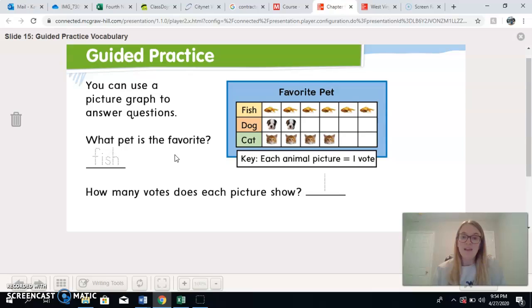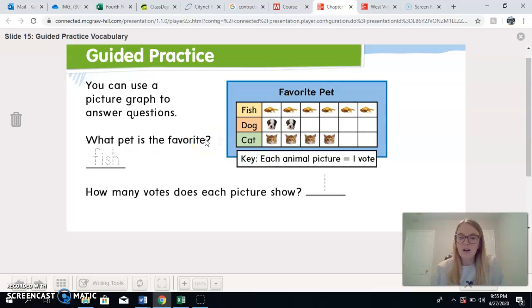So that would be the pet that is liked the most by, when we don't know who took this survey, because at the beginning of the chapter, we were the ones asking questions to our family, or I asked questions to my family and I told you all the answer. They already did the survey for us, so we are just answering the questions for the picture graph that's already there. So again, the question says, what pet is the favorite?